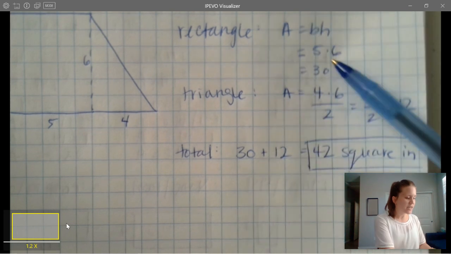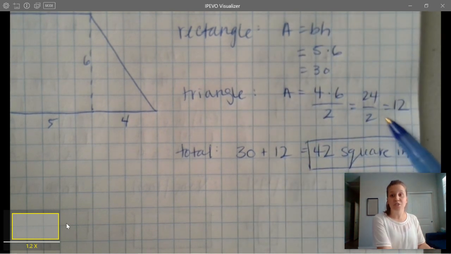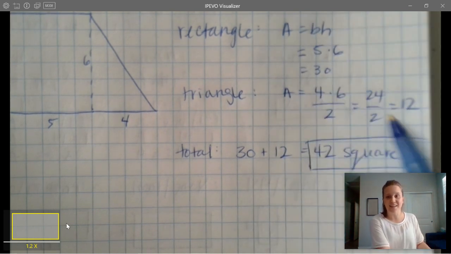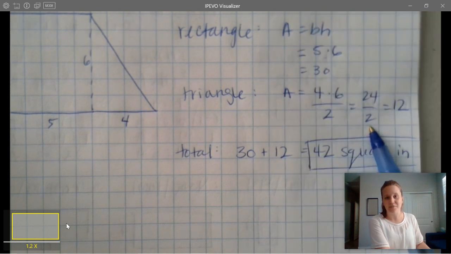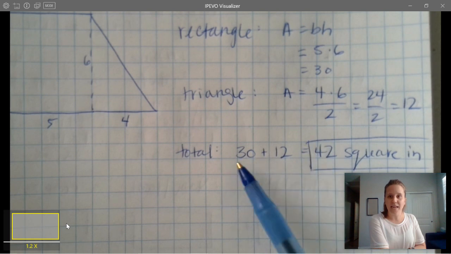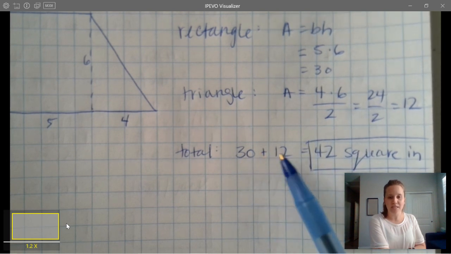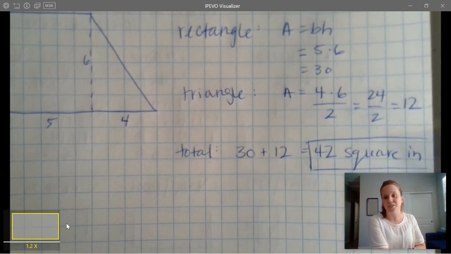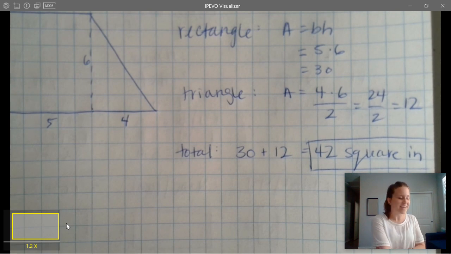Okay. My rectangle's area was 30, my triangle's area was 12. If you got 24, you forgot to divide by 2. So make sure you divide by 2 every time you're finding the area of a triangle. Then I just add those two pieces together. 30 square inches and 12 square inches is a total of 42 square inches.